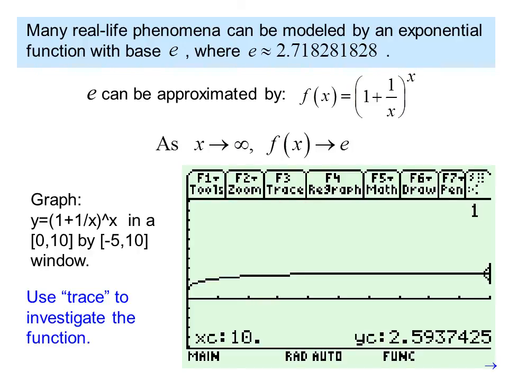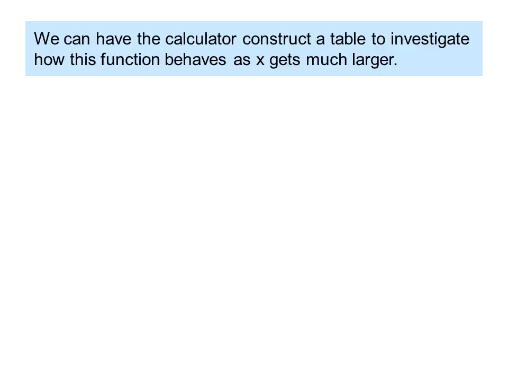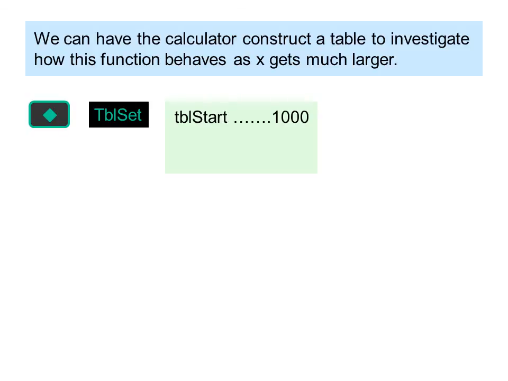And we see by the time we get to the right-hand side of the screen over here, we're still not too close to E. So we need to go further to the right. We can have the calculator construct a table to investigate how this function behaves as x gets much larger. So we press Diamond Table Set. We set Table Start at 1000.